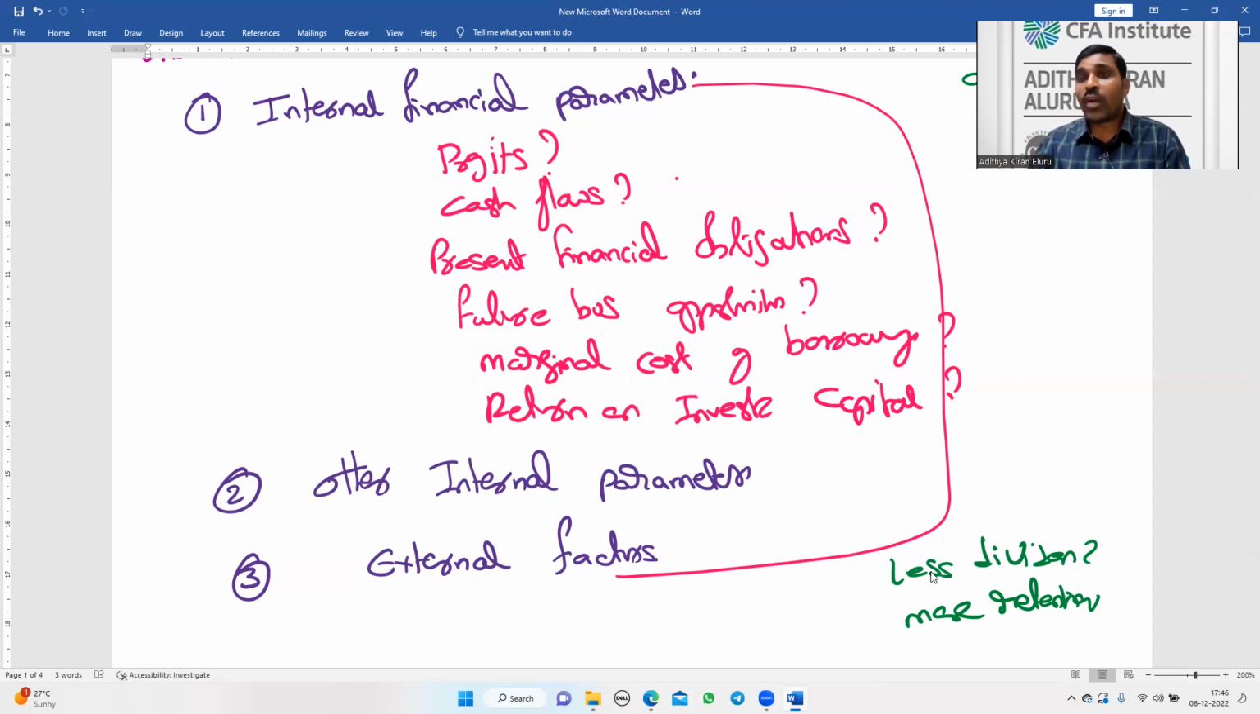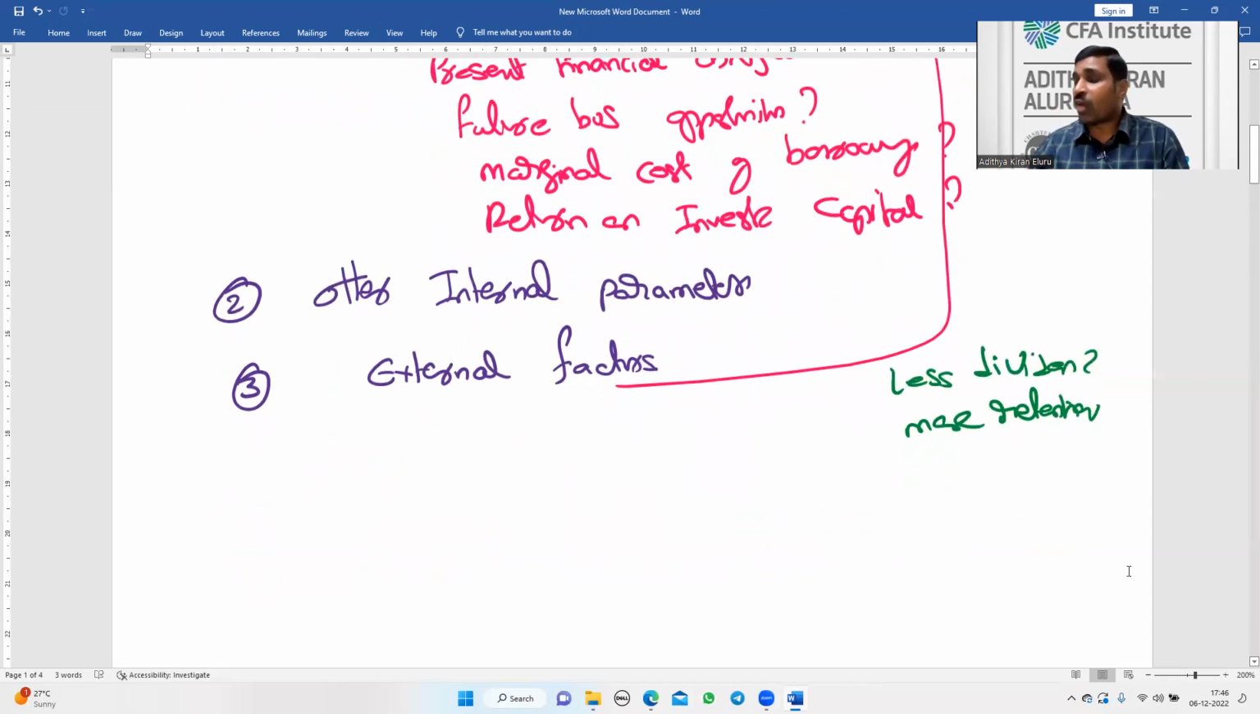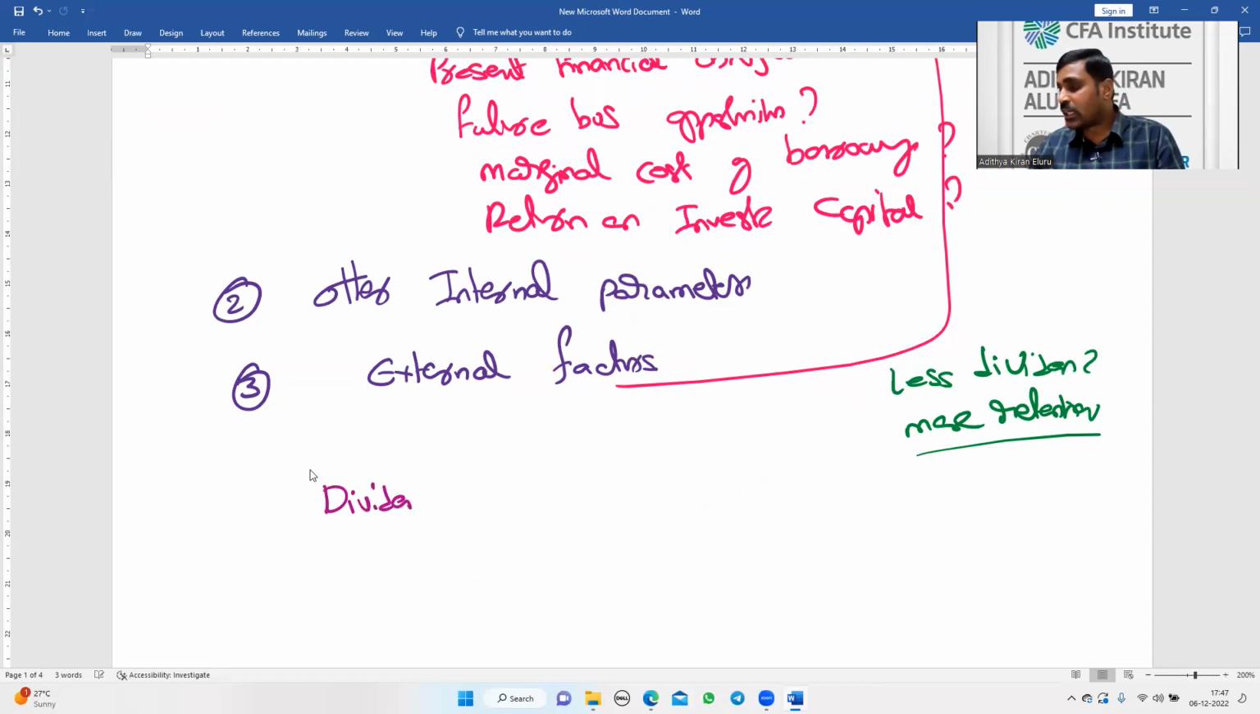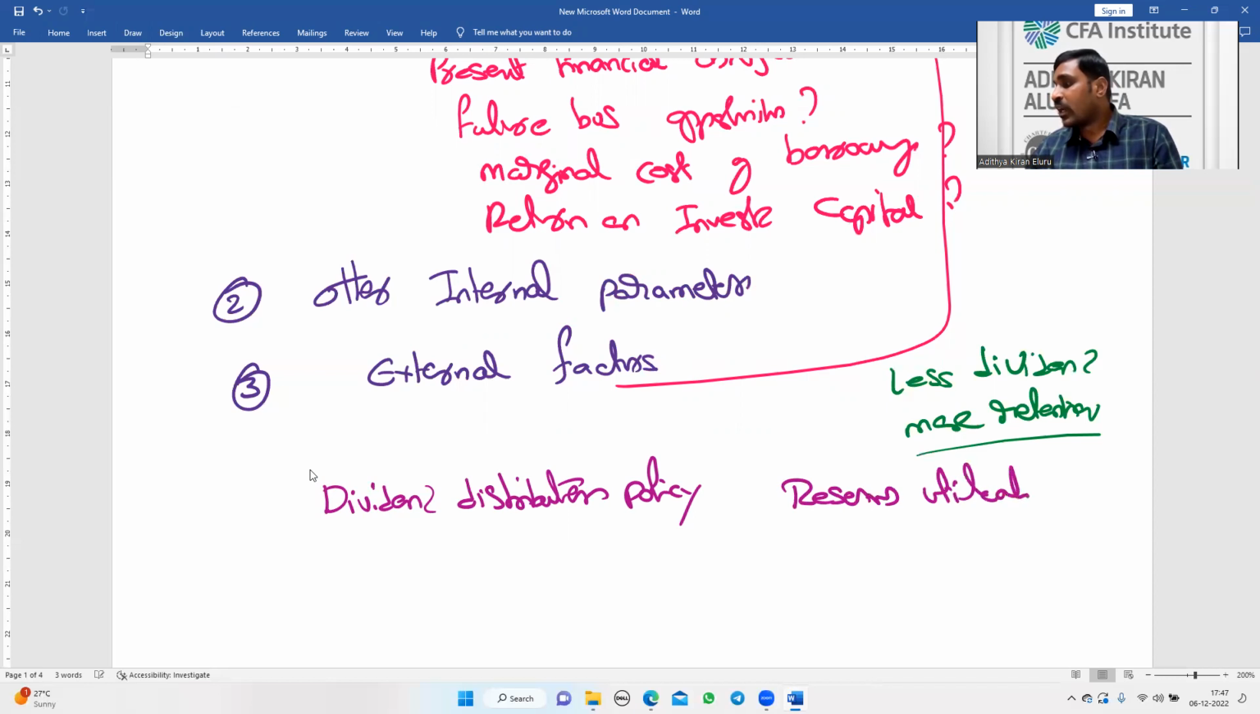Now you have to explain how you want to utilize the retained earnings. That means the company should have not only a dividend distribution policy, but also a reserves utilization policy, or retention utilization policy. If you want to pay more dividend or less dividend, you have some logic. Because of these reasons, I want to pay less dividend and retain more profits.